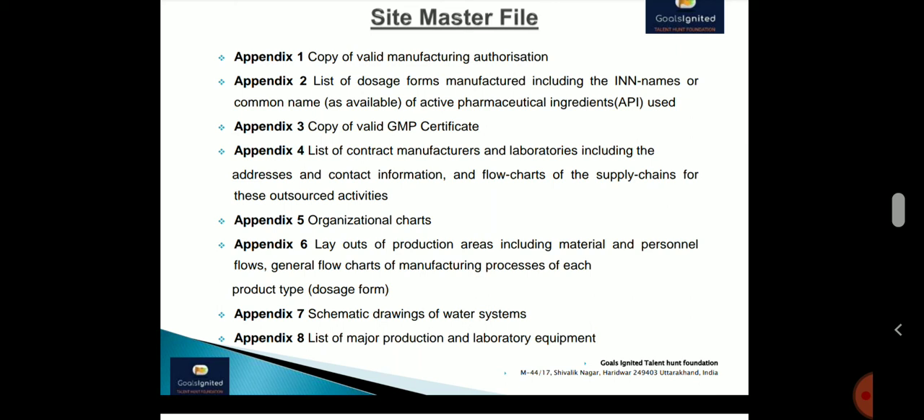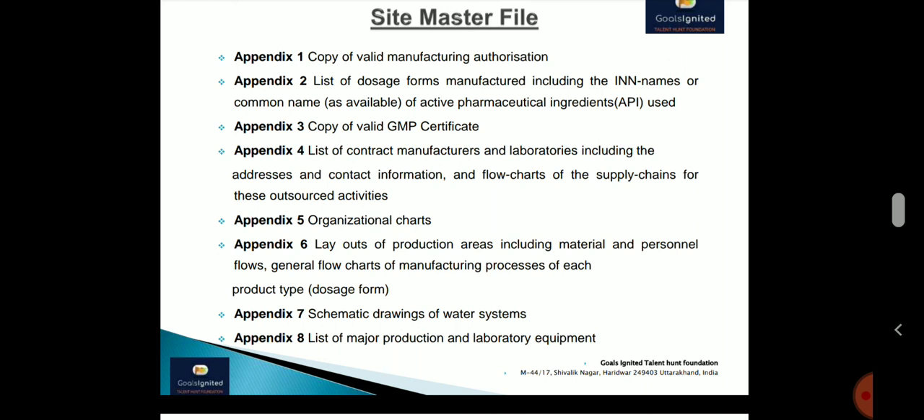This is the prime requirement of the site master file, because a few companies try to explore or elaborate their procedures in it. Then there is a query from the regulator: why are you elaborating? You have the SOPs. Whenever we have any query, you may send us the SOPs. You need to compile all this information within 25 to 30 pages.